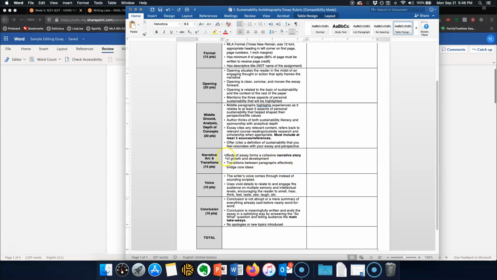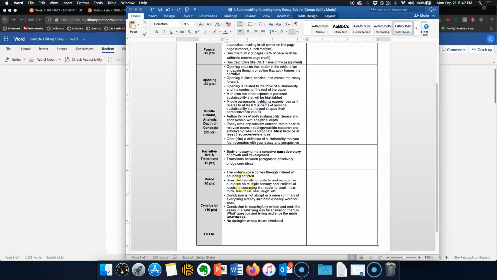We know that the narrative arc is really about, do they have a story that they're telling? And is that story panning out clearly, right? Can you follow it? Can you understand it? Does it make sense to you? Are you engaged and interested in this story? And then you're going to go into voice. Does their voice come through? Are they providing their audience with really clear examples?